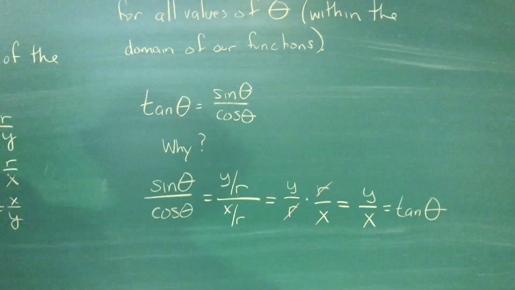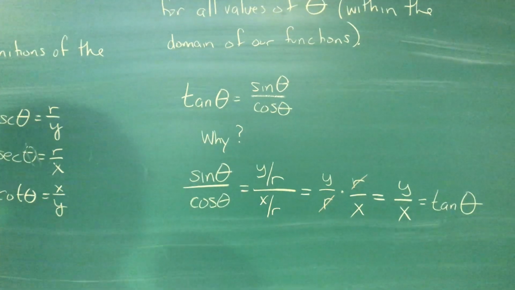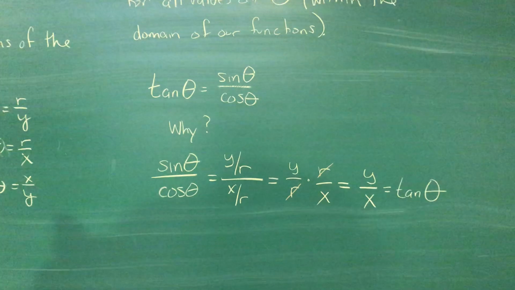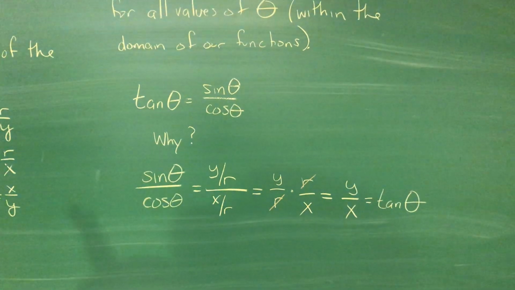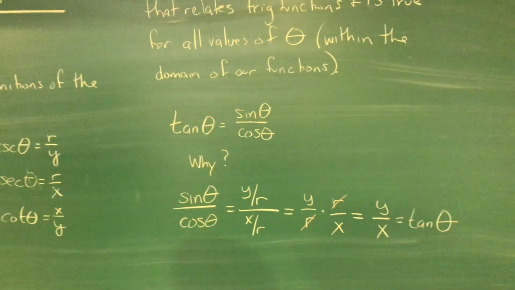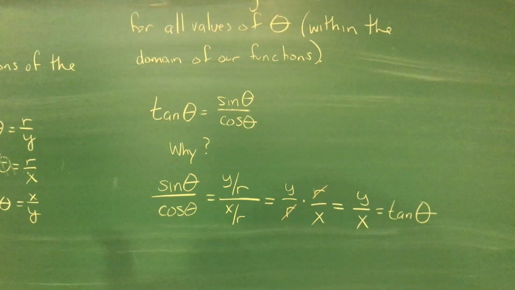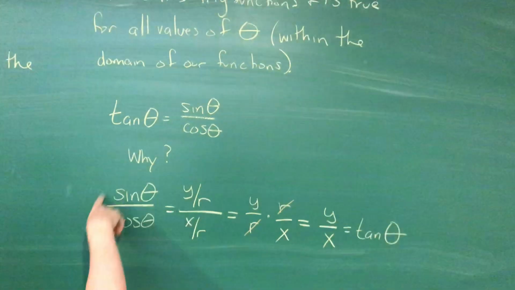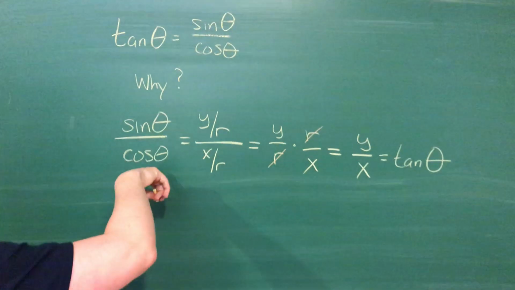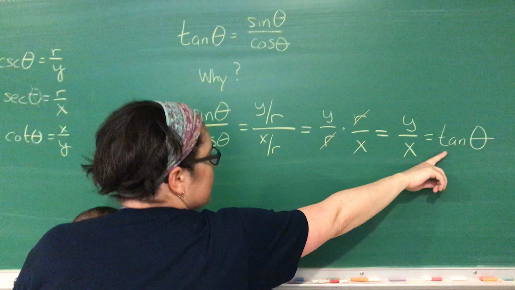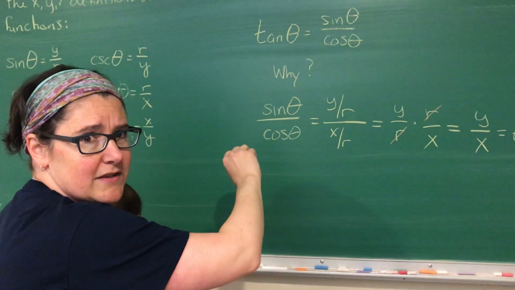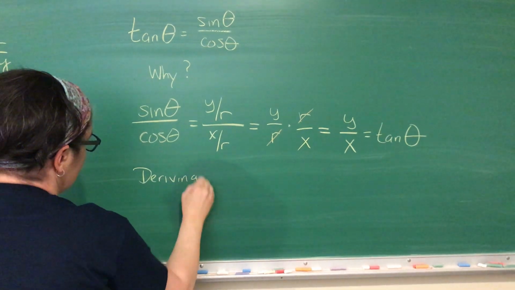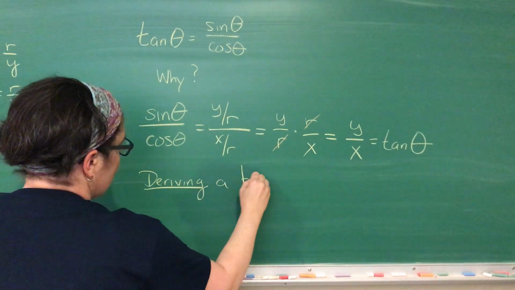Okay, so take a look at this string of equal signs. We started with sine of theta over cosine of theta, and we're ending with tangent of theta. And in between, we manipulated the x's, y's, and r's to get from sine of theta over cosine of theta over to tangent of theta. All right, so this thing that we've done here where we have shown that one side is equal to the other side by turning it into our x's, y's, and r's, this is called deriving a trig identity.